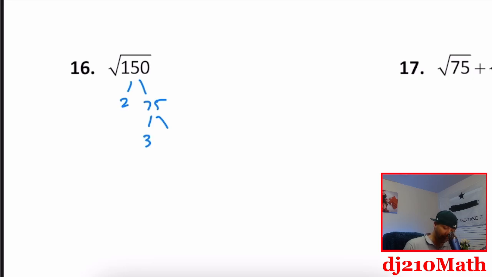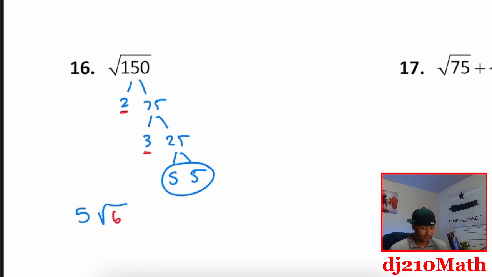So this is going to be 3 and 25, 5 and 5. 2 times 75. 75 is 3 times 25. 25 is 5 times 5. So the only pair I can bring out is 5. Square root of all the singles left behind multiplied. So it's going to be 6. Okay, 5 root 6.